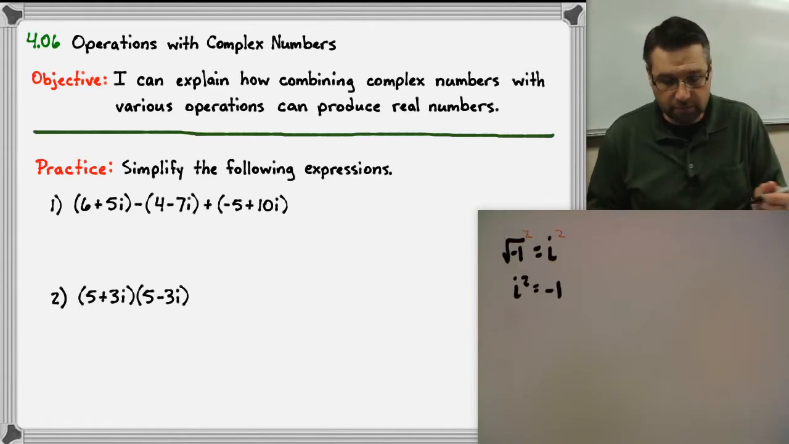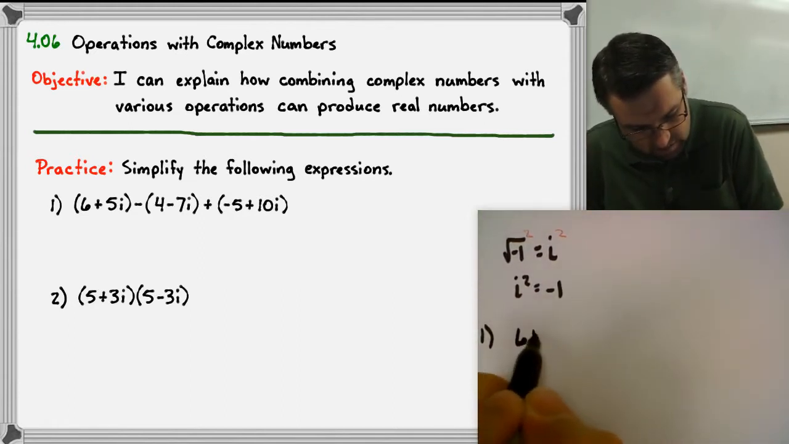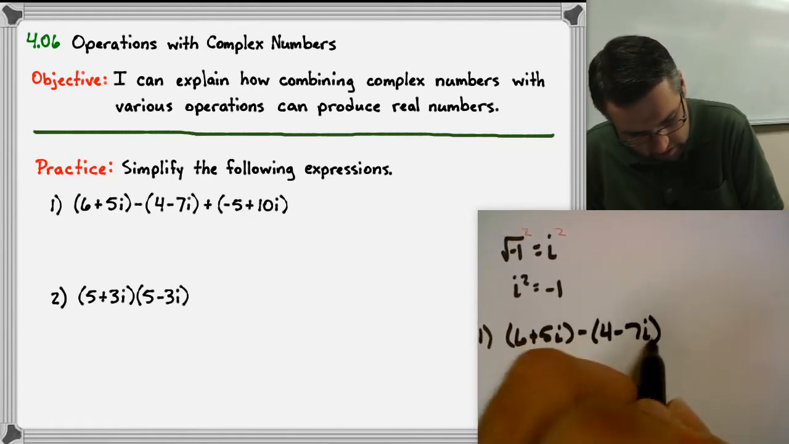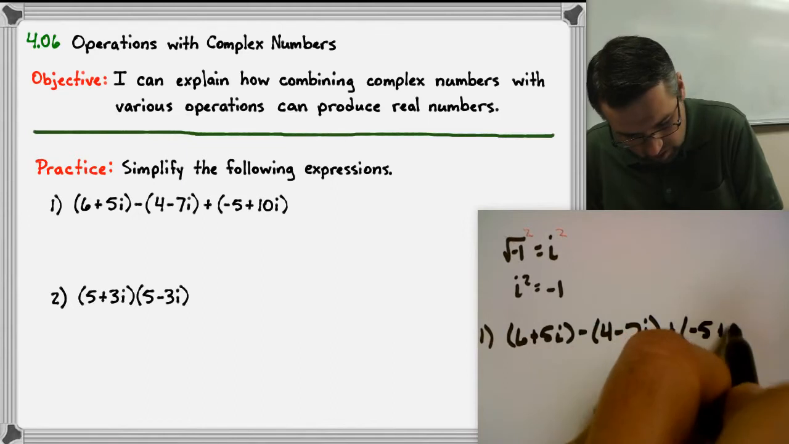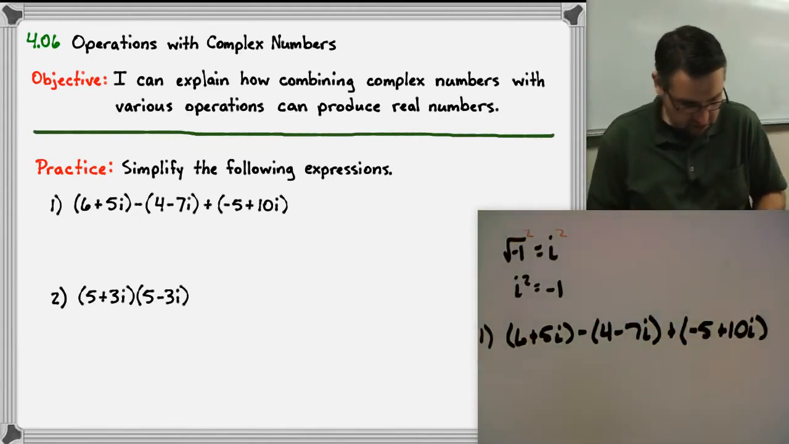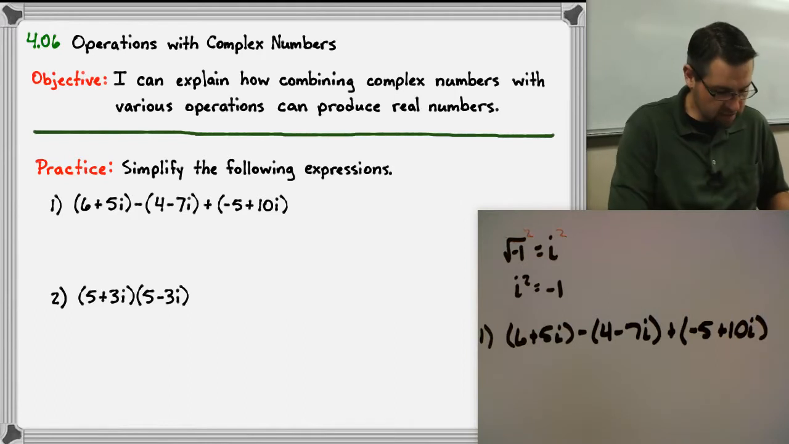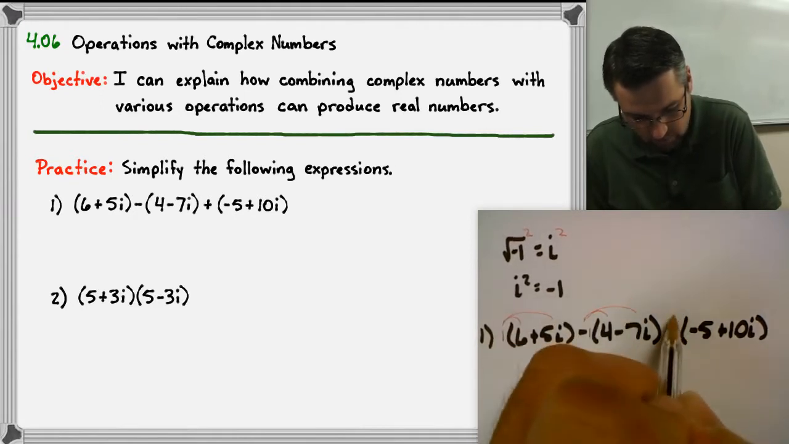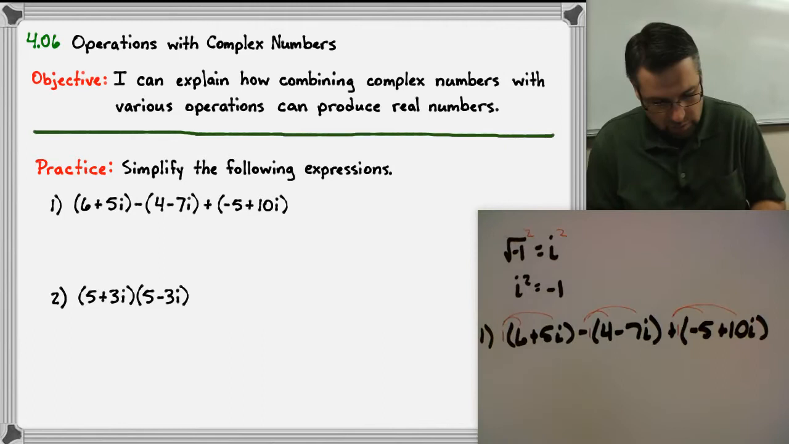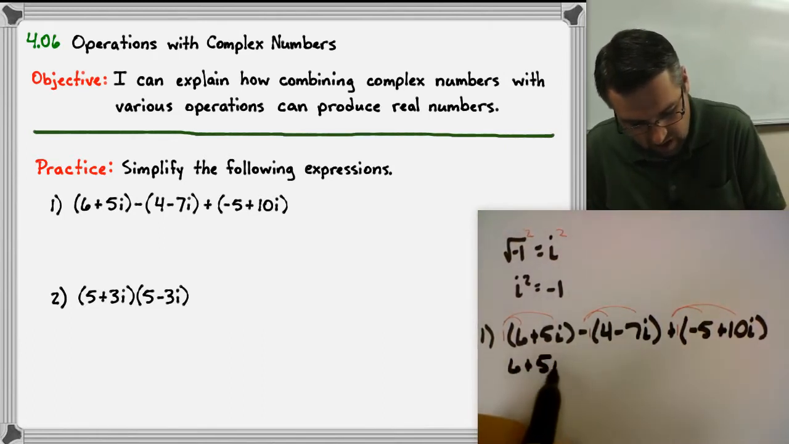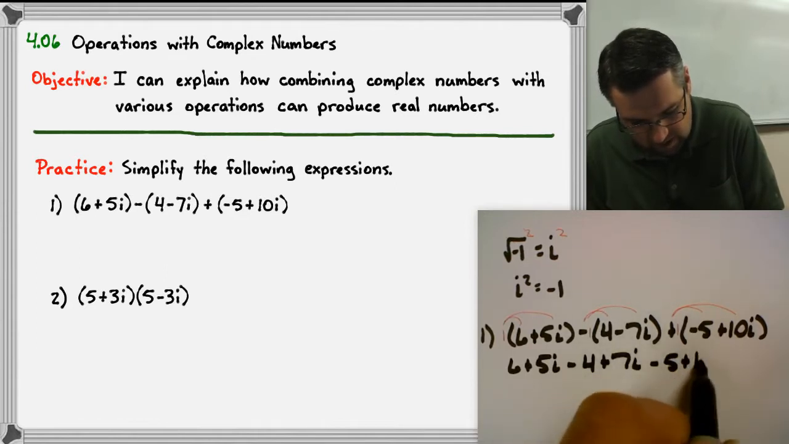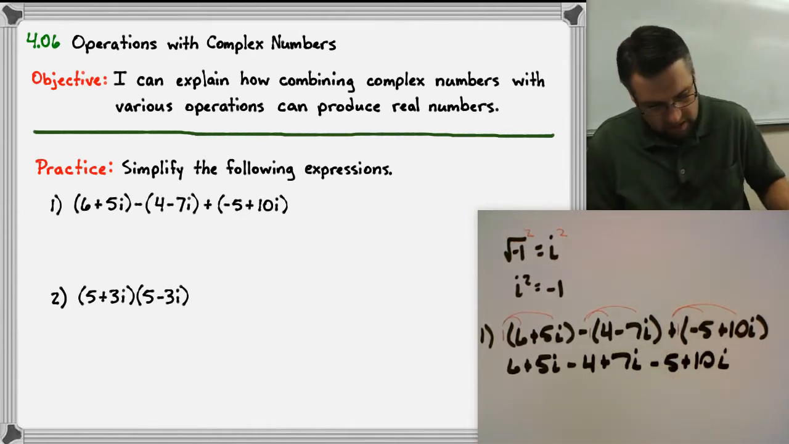All right, for number one, we have 6 plus 5i minus 4 minus 7i plus -5 plus 10i. And so we want to just simplify this. So we're basically adding and subtracting binomials here with imaginary numbers. So we put the 1 out front here, and we distribute the 1 into each one of these. In this case, it's a -1. In this case, it's a +1. And so when we do that, we end up with 6 plus 5i minus 4 plus 7i minus 5 plus 10i. And then from there, we can combine like terms.